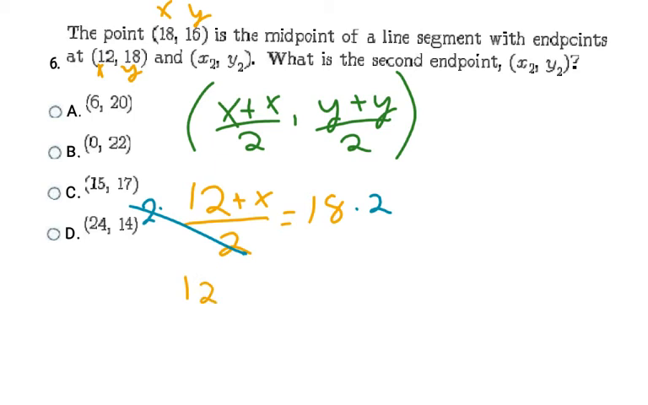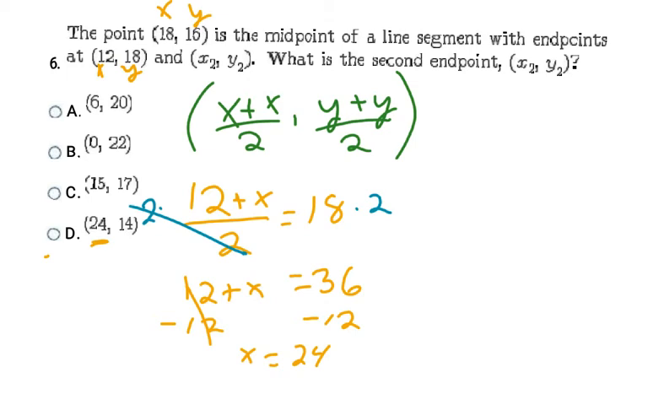Those cancel, and I'm left with 12 plus x. And then 18 times 2 is 36. Subtract 12 from both sides. These 12s cancel, and I'm left with x equals 24 as my x coordinate. So if I'm looking, 24, the only one that has it as an x coordinate is D. So I'm going to hope that when I work out my y side, that works out to be 14.